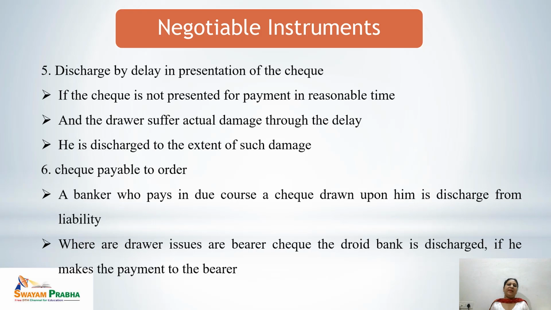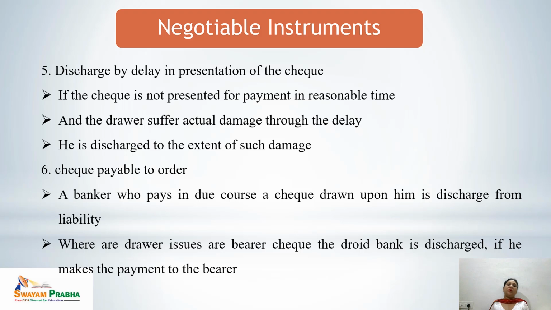Next, discharge by delay in presentation of the check. If the check is not presented for payment in a reasonable time, normally, according to present rules, the check is to be presented within a time period of 3 months. If the check is not presented in that specified time period, and due to that the drawer suffers actual damage, maybe in goodwill or maybe financial losses, in that case he is discharged to the extent of such damage.